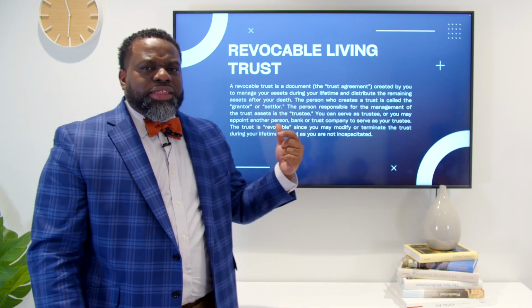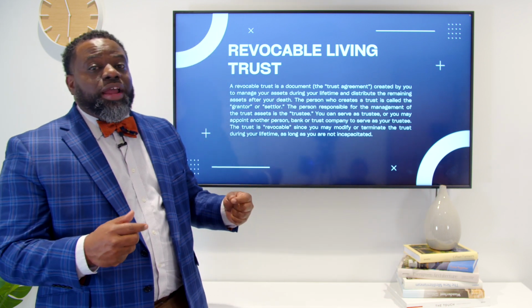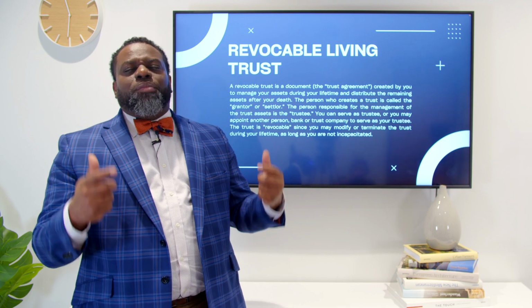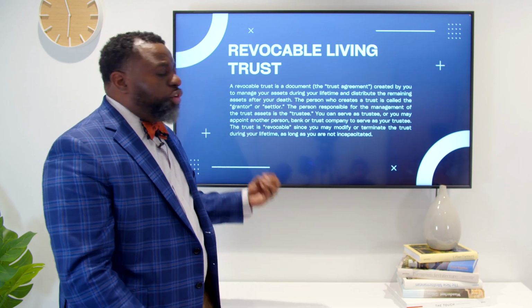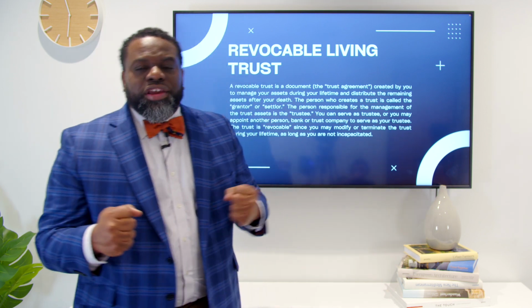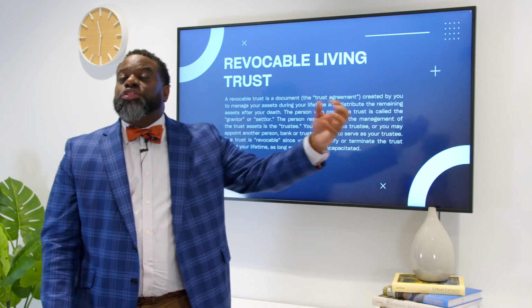Now, you will find this definitely important if you have minors. If you have a minor and you want to make sure you pass your assets to your minor, the only way, or the best way, to do it is through a revocable living trust. Don't give your money to your kids. Don't give your money to your children. Put it in a revocable living trust on their behalf.